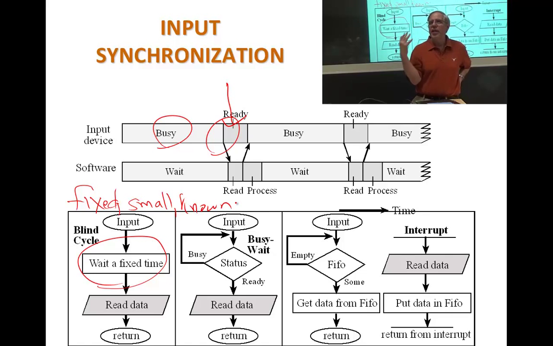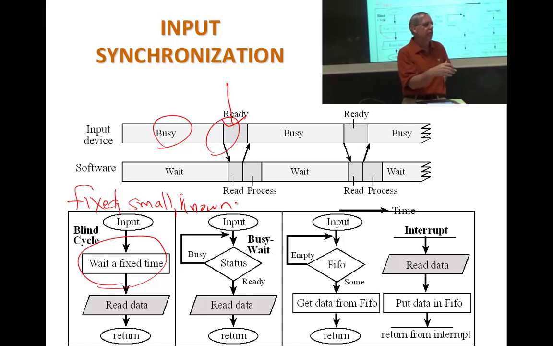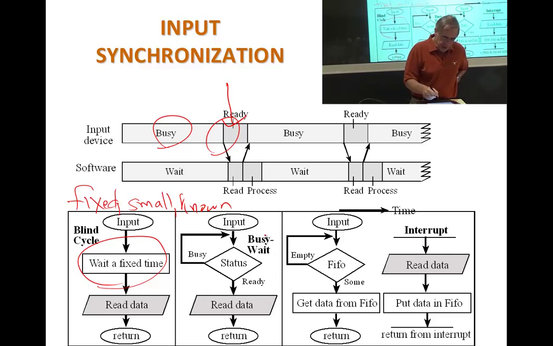Now, for example, your A to D converter takes 9 microseconds to convert. That's an example where you could have used blind. If we poll a status bit, that's called gadfly or busy wait. And the one we're going to do in this class is interrupt.